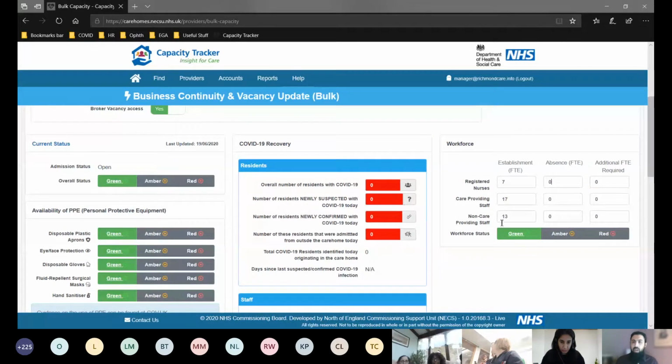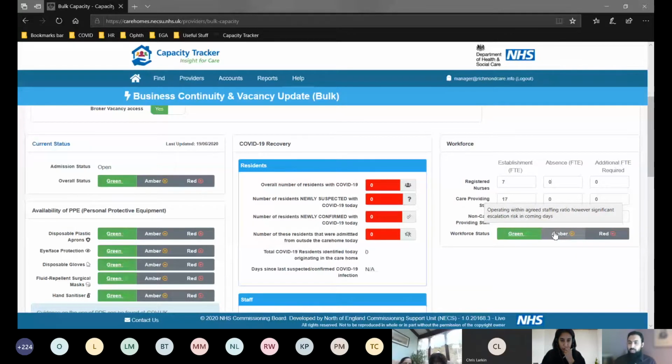So these are numbers. At the bottom, we do have a RAG status as well. So this is subjectively how your staffing ratios are being impacted at the moment. So green, operating within agreed staffing ratios with minimal risk identified in coming days. With amber, there is a significant escalation risk in the coming days. So you're okay at the moment, but you think that there is going to be some significant escalation risk in the coming days. So whether that be, some COVID-19 has hit the home and some staff potentially have come into contact and you're expecting that to be an issue over the next couple of days.